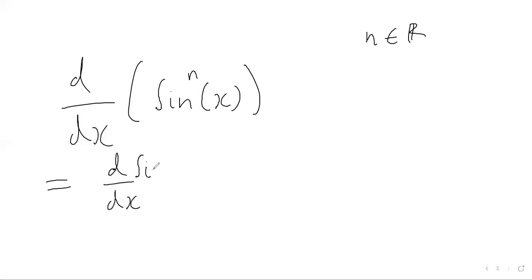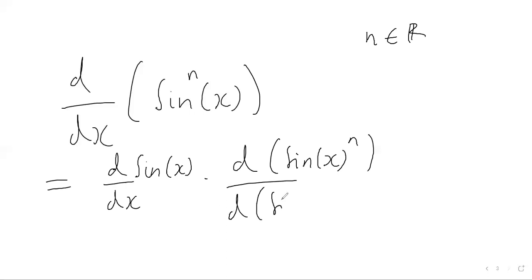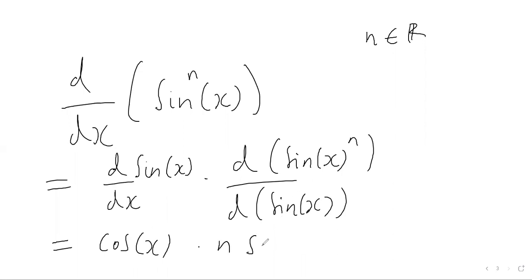So differentiate the sine function within the power of n function with respect to the x variable, and multiply that by the derivative of sine of x to the power of n with respect to sine of x. We know how to differentiate x to the power of n. That's n times x to the power of n minus 1. So d by dx of sine of x is cos of x. And with this second bit, differentiating x to the n gives n times x to the n minus 1, so this is going to be n times sine of x to the power of n minus 1.